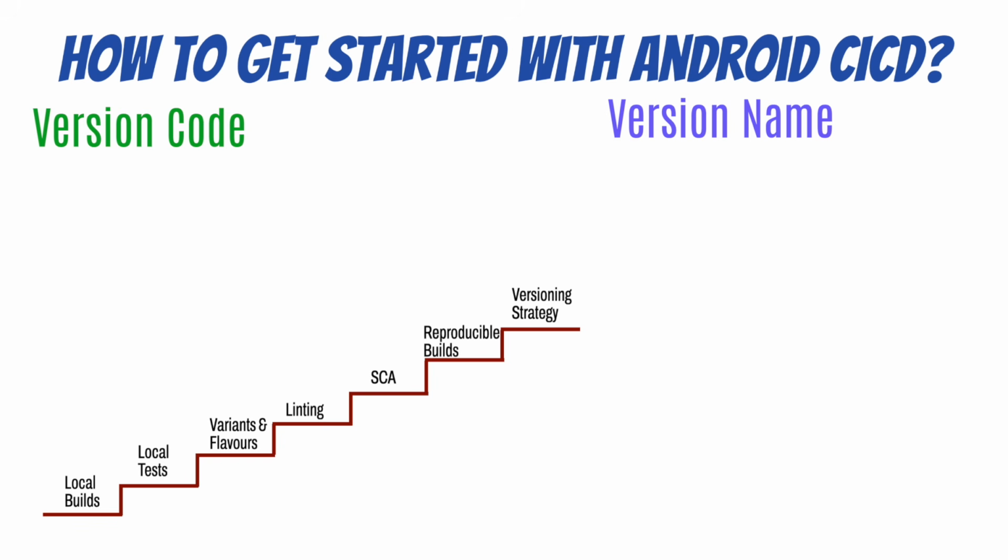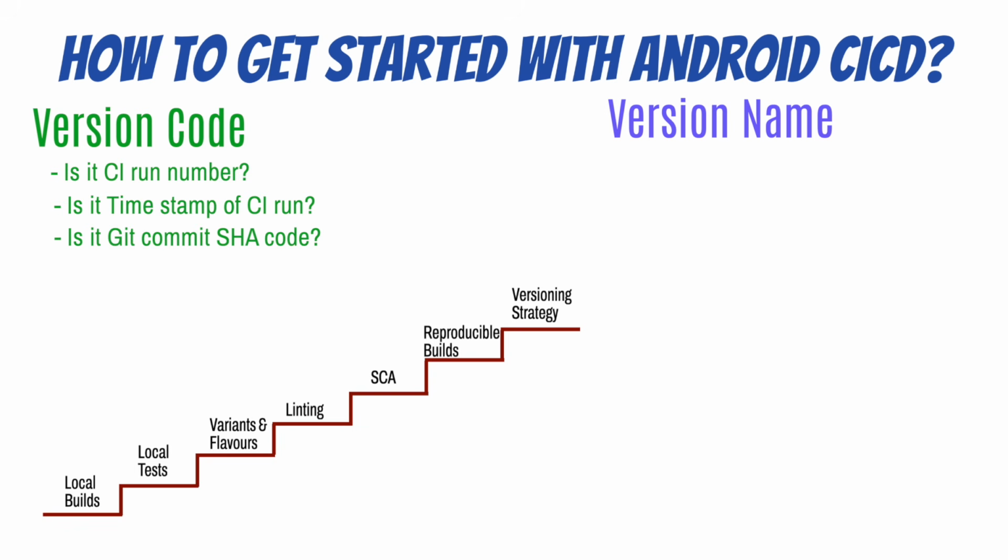So decide on how version code is generated. Is it a CI number? Is it a timestamp? Is it a git commit count? Just pick one, whatever makes sense. Decide how version name is generated. Is it based on tags? Is it based on branch names in your GitHub or Git or whatever version control you are using?